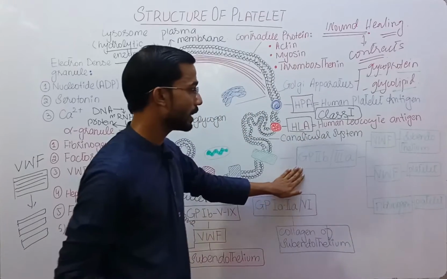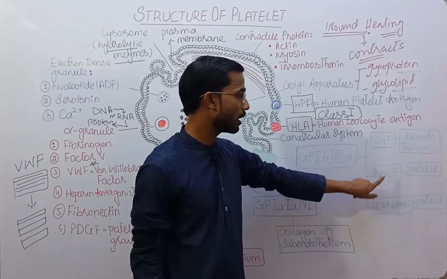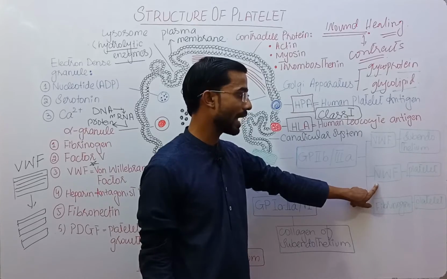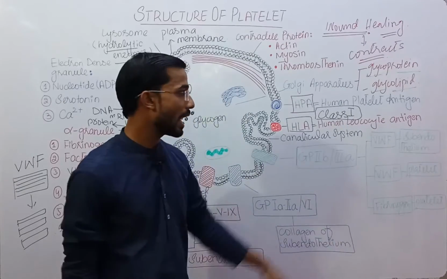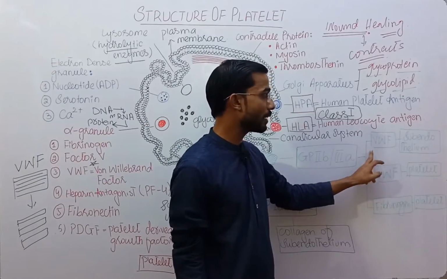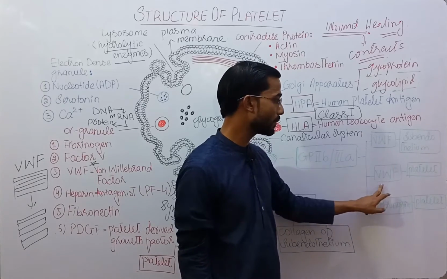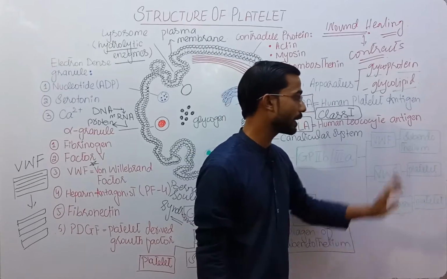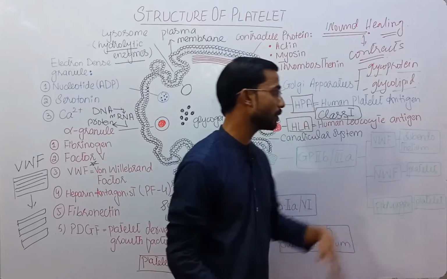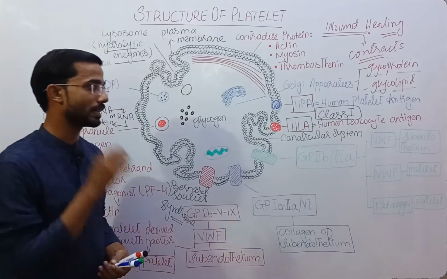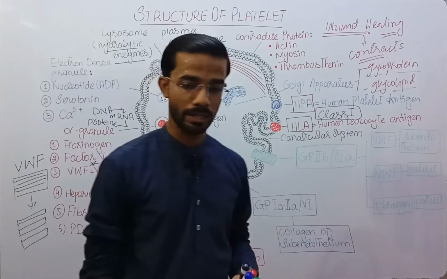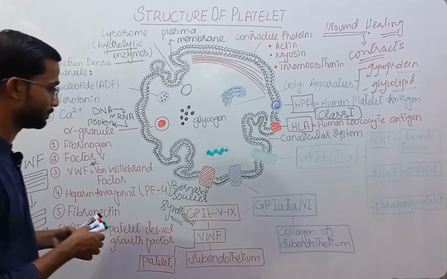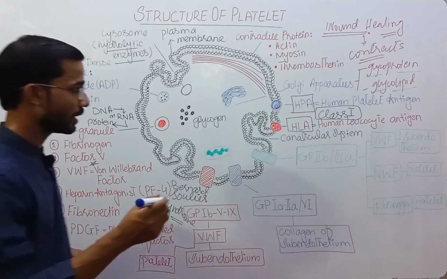The first one attaches to the von Willebrand factor, VWF, and fibrinogen. VWF is then further attached to the subendothelium. VWF is further attached to the platelets, and fibrinogen is further attached to the platelets. I'll make it clear. Listen.